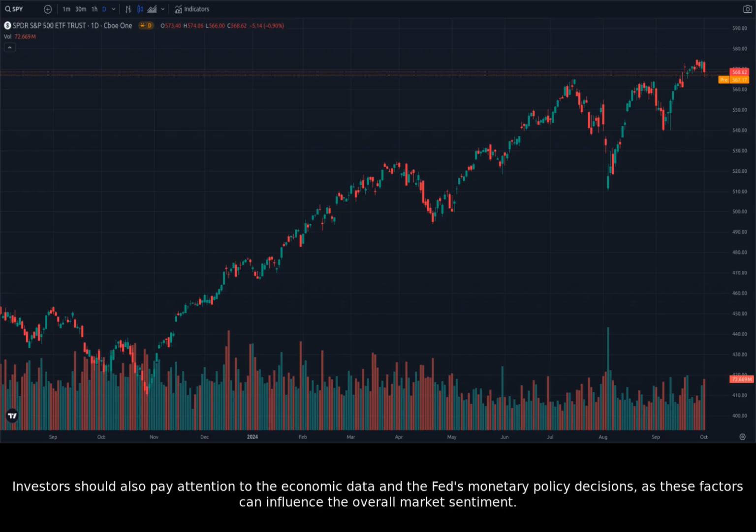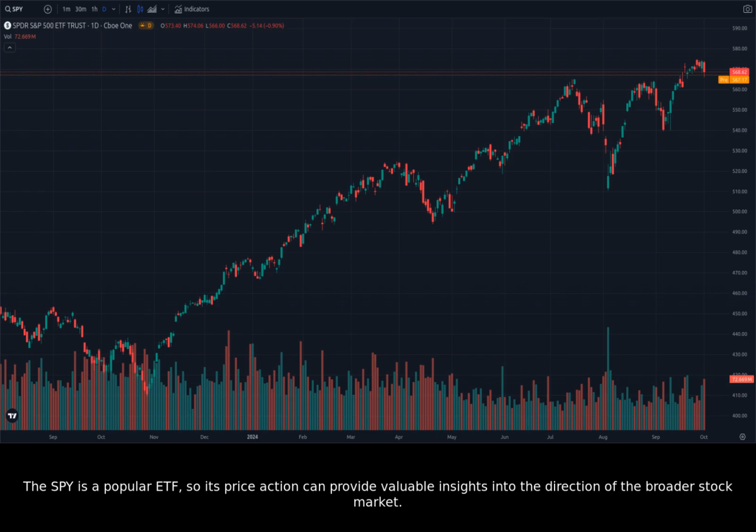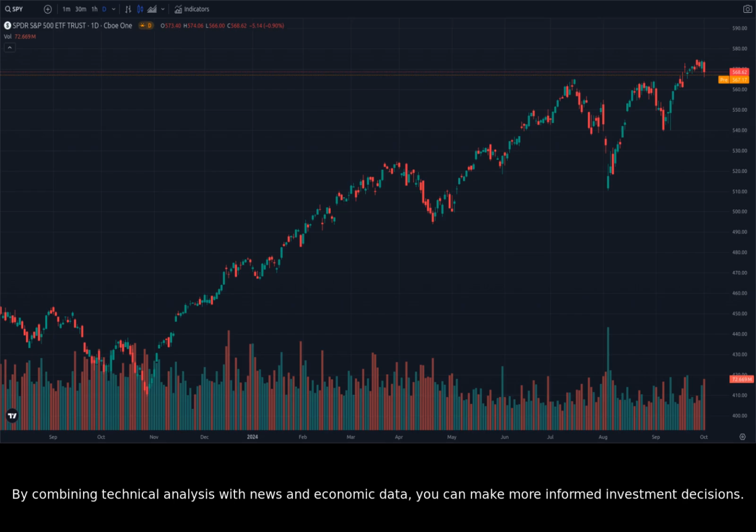Investors should also pay attention to the economic data and the Fed's monetary policy decisions, as these factors can influence the overall market sentiment. The SPY is a popular ETF, so its price action can provide valuable insights into the direction of the broader stock market. By combining technical analysis with news and economic data, you can make more informed investment decisions.